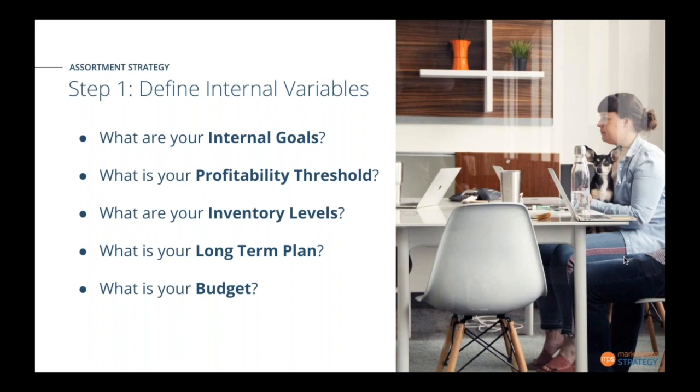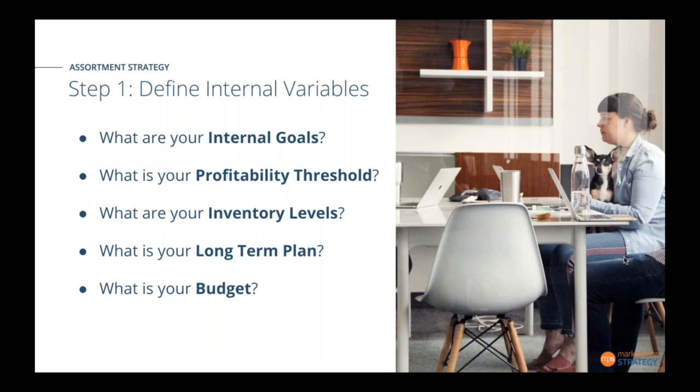So the first one is defining your internal goals. Do you have specific category or line goals within your assortment? Do you have specific goals for individual products that you really need to meet this year? I think that's really important, especially when looking at all of those different objectives that Jake just laid out, is understanding how each of those goals could potentially play into the most effective strategy.